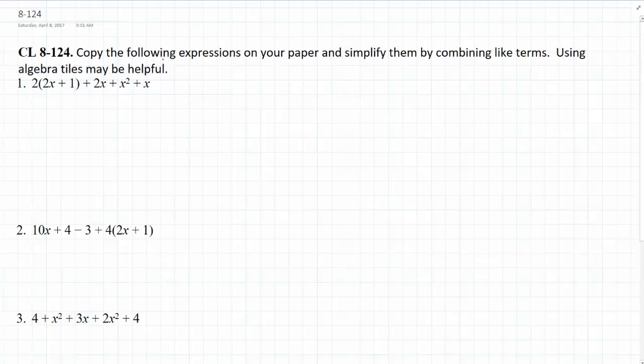Okay, copy the following expressions on your paper and simplify them by combining like terms. Using algebra tiles may be helpful. So we have 8-124. We're going to go ahead and simplify this now.